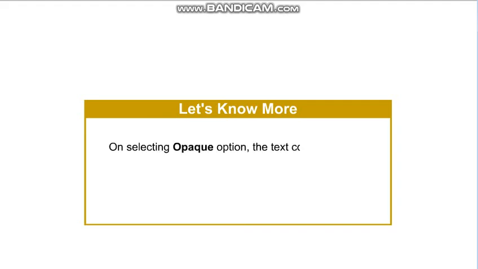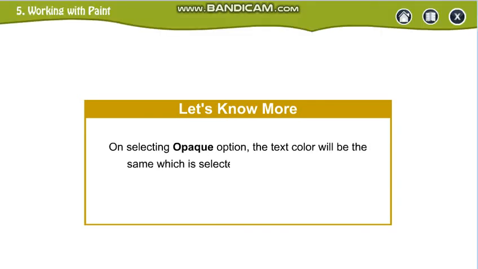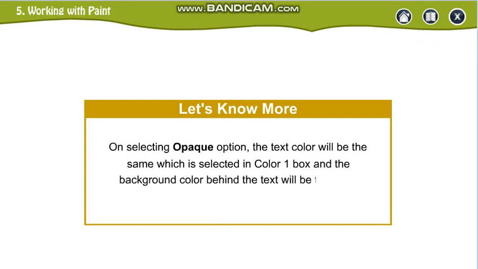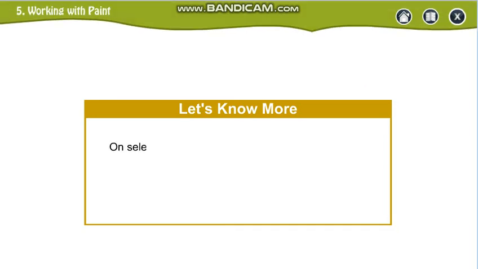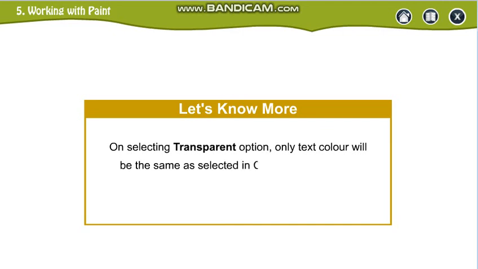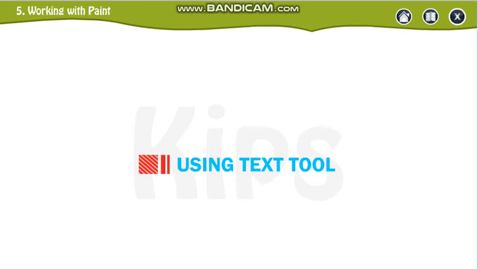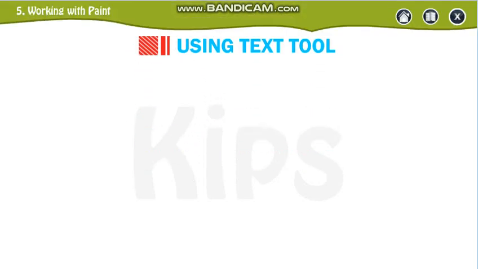Now let's know more about that. On selecting the opaque option, the text color will be the same as selected in the color 1 box, and the background color behind the text will be the same. On selecting the transparent option, only the text color will be the same as selected in color 1 and the background will be transparent. So if you select opaque, then the background color will be there. If transparent is selected, no background color will be there. Okay.